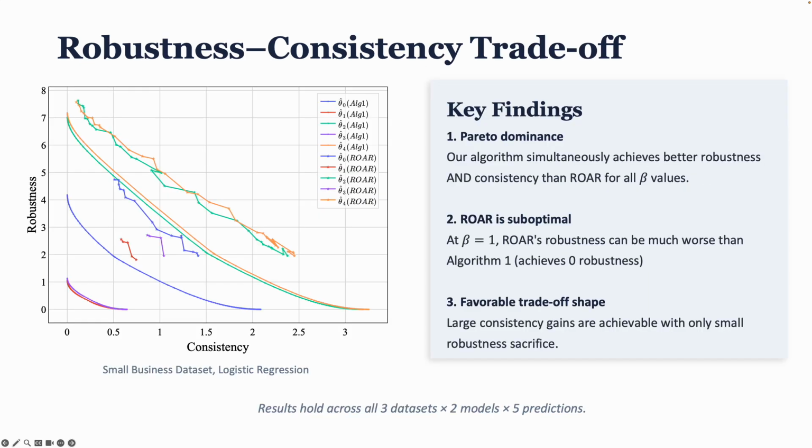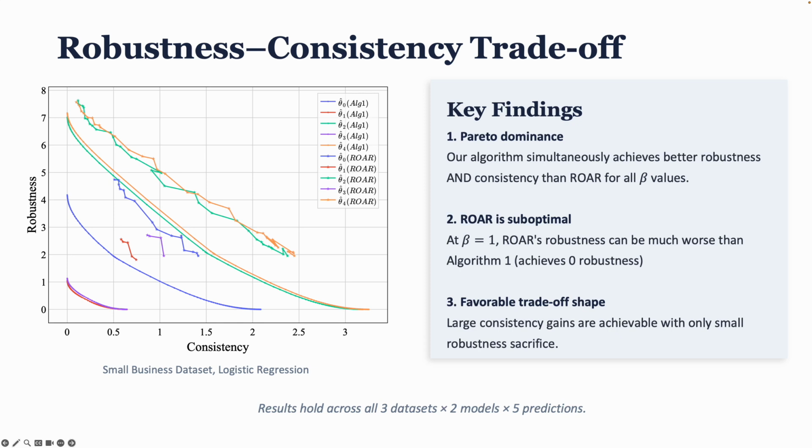Now the results. This plot shows the robustness-consistency trade-off on the small business dataset with logistic regression. Each curve traces the Pareto frontier as we vary beta from 0 to 1, and different colors represent different predictions for both our algorithm and ROR.